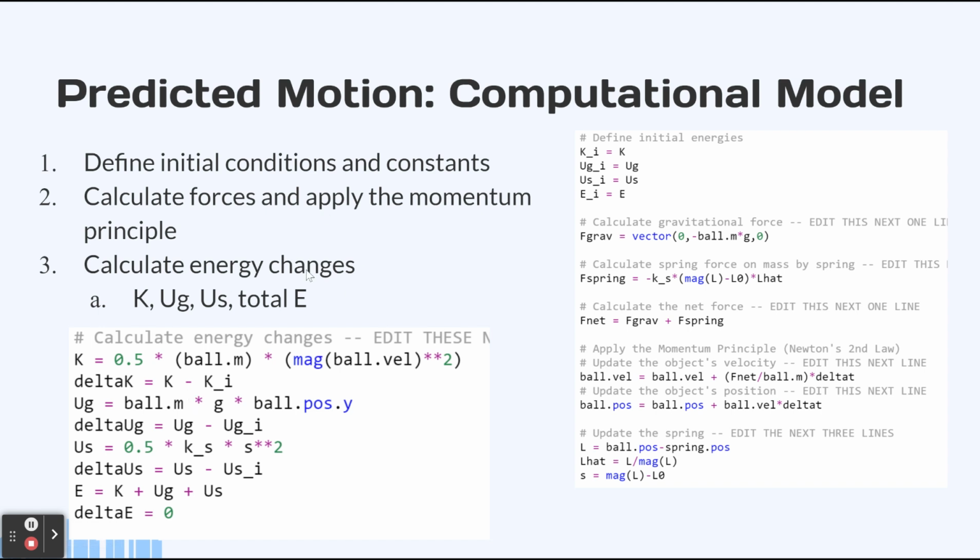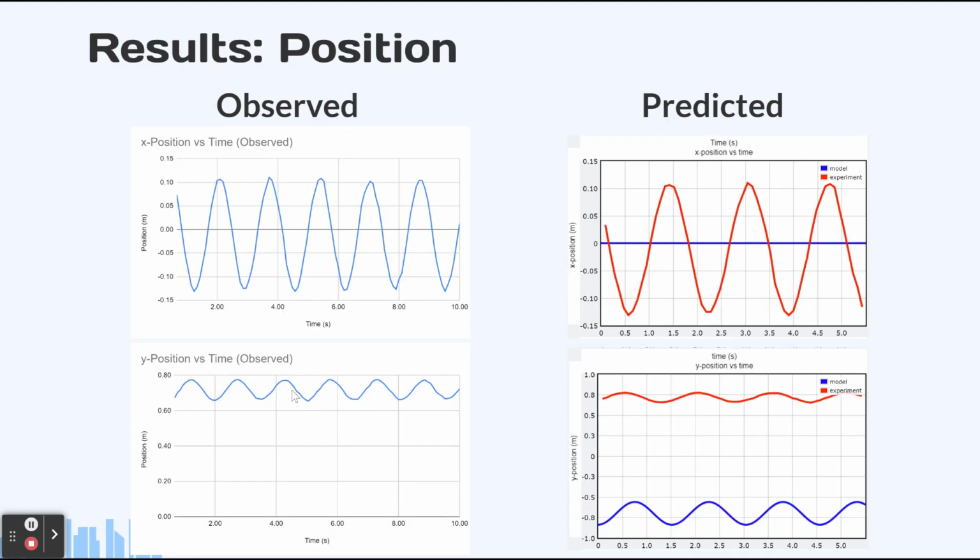So the way I predicted the motion using a computational model. First you define your initial conditions and constants, then you calculate all the forces and apply the momentum principle. So the force of gravity, the spring force, and then calculate the net force, and then you update the velocity and the position based on the net force, and then also update the spring length and s. And then from there you can calculate the energy changes, which is K, delta K, the gravitational potential energy, change in gravitational potential, the spring potential, and then the change in the spring potential. And then you can calculate the total energy and set the total change in energy to be zero.